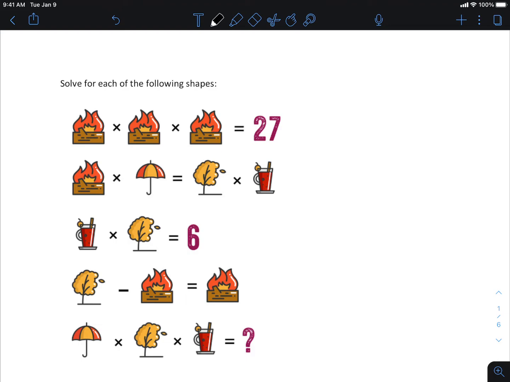Okay, so being able to look at this equation and trying to figure out what each of the shapes is, is kind of this solving by induction that we were talking about before the break. Okay, so the first one, I would look at the first blank here and I would be like, okay, well, 3 fires has to equal 27.